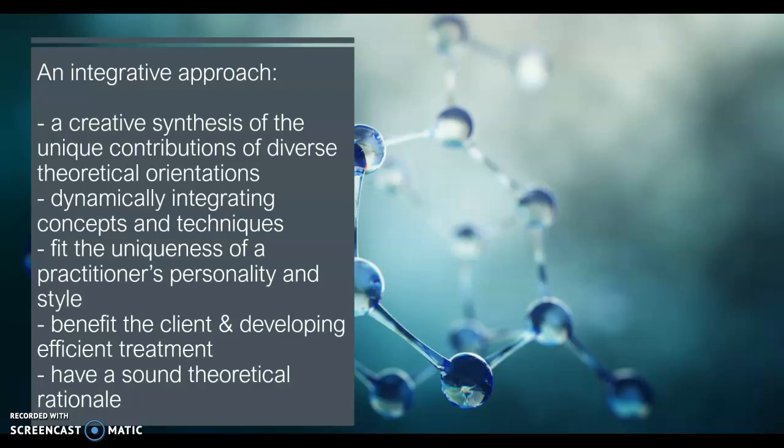So you're going to show me what your theoretical orientation is by first coming up with your orientation, your integrative approach. Now, it has to fit your personality, your style. It has to benefit the client you work with for an effective treatment for them. And you have to have a reason, a rationale for why you are choosing each of the components that go within your theoretical framework. All right. There are different ways of choosing how you go about doing this.